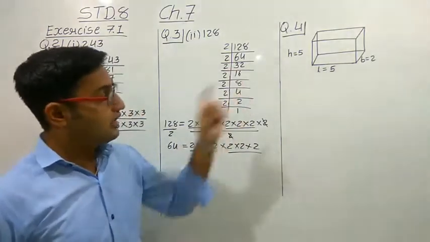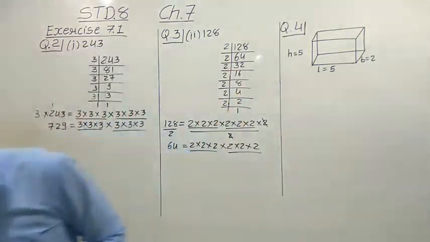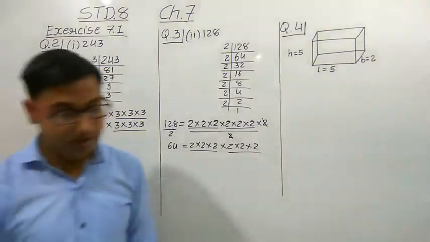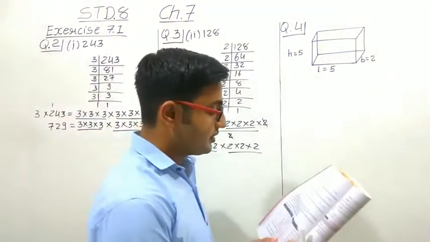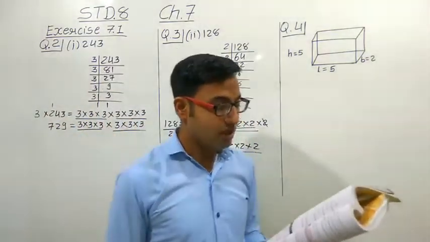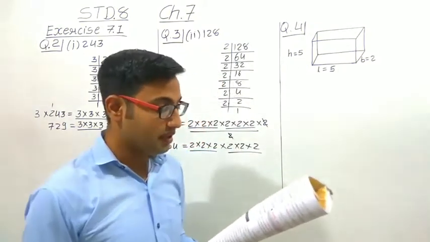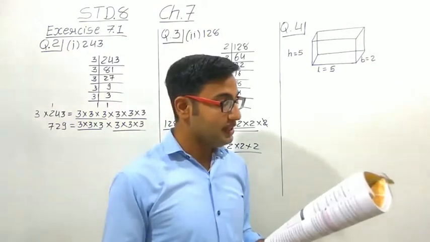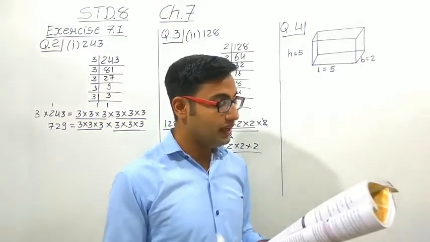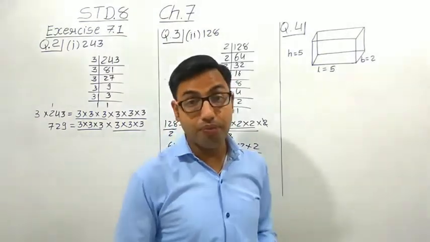Okay? Now let us understand the question number 4. Here the question is: Parikshit makes a cuboid of plasticine of side 5 cm, 2 cm and 5 cm. How many such cuboids will he need to form a cube?